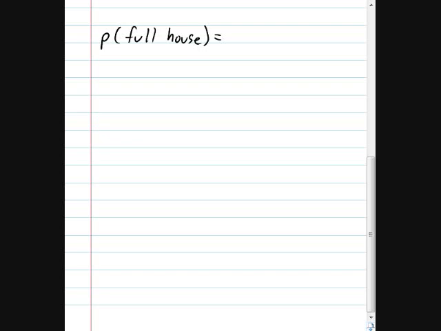So one decision we would need to make is, what are we going to have for the 3 of a kind? So is it going to be 3 aces, 3 2s, 3 7s? And when making that decision, there are 13 different ranks to choose from, and we're going to choose one of those ranks.